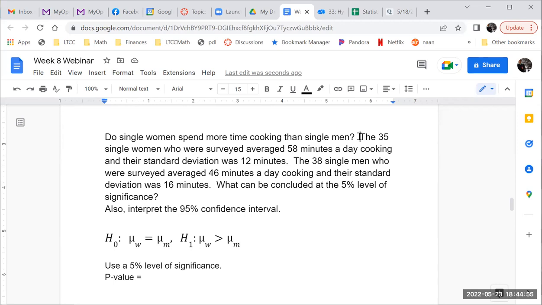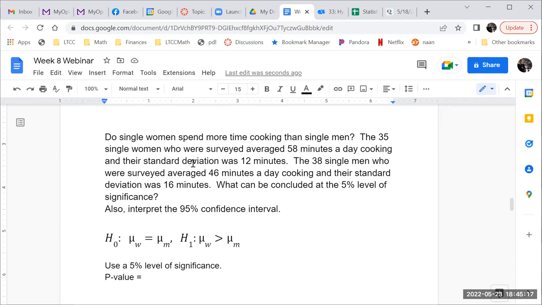The 35 single women who were surveyed averaged 58 minutes a day cooking, and their standard deviation was 12 minutes. And the 38 single men who were surveyed averaged 46 minutes a day cooking. Their standard deviation was 16 minutes. What can be concluded at the 5% level of significance? Also interpret the confidence interval.